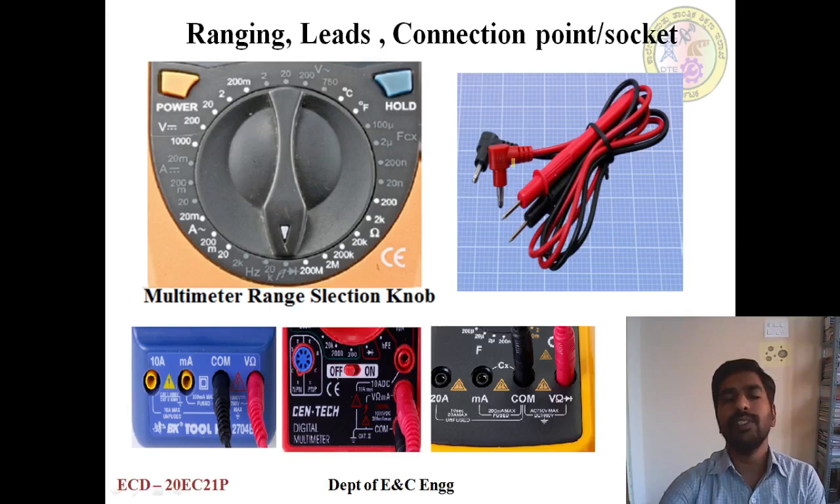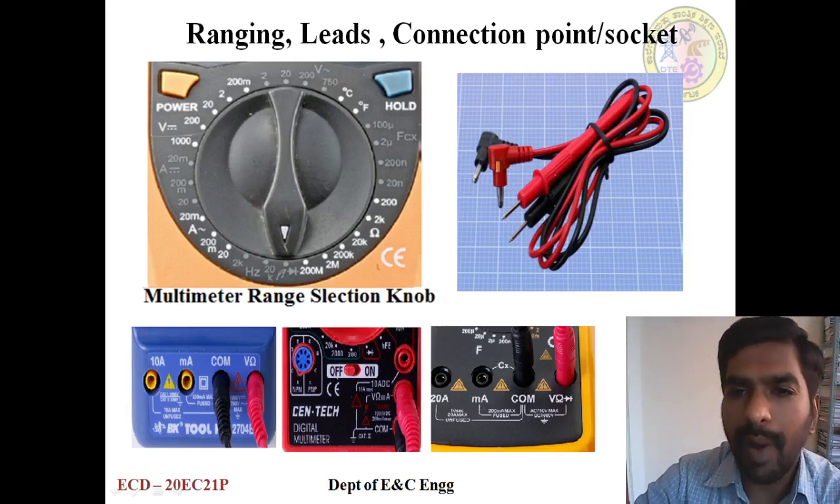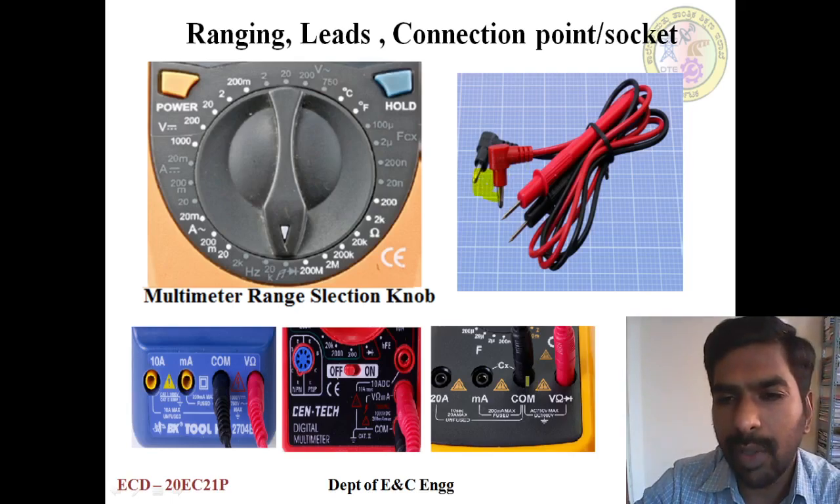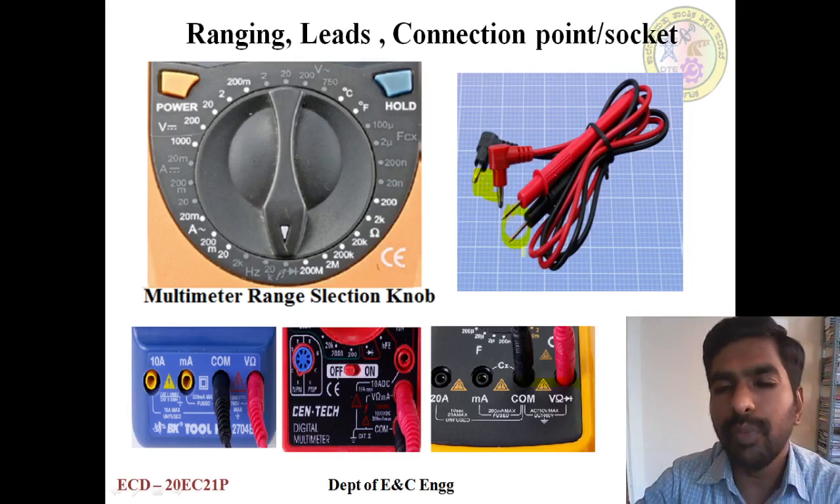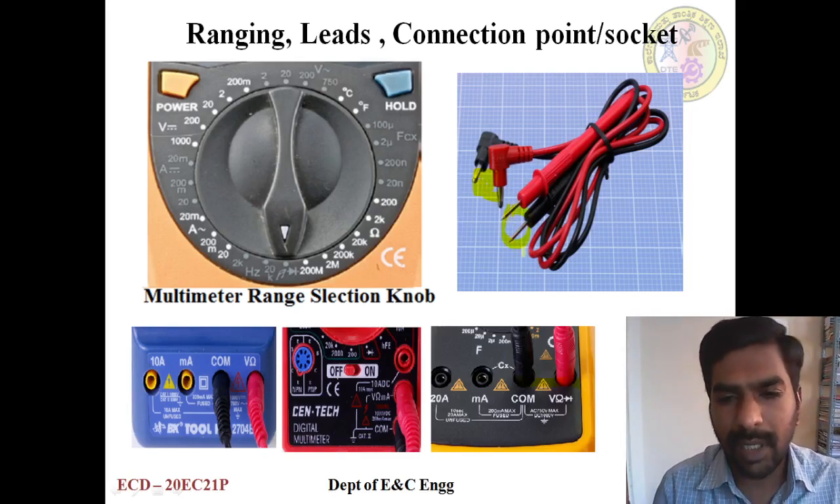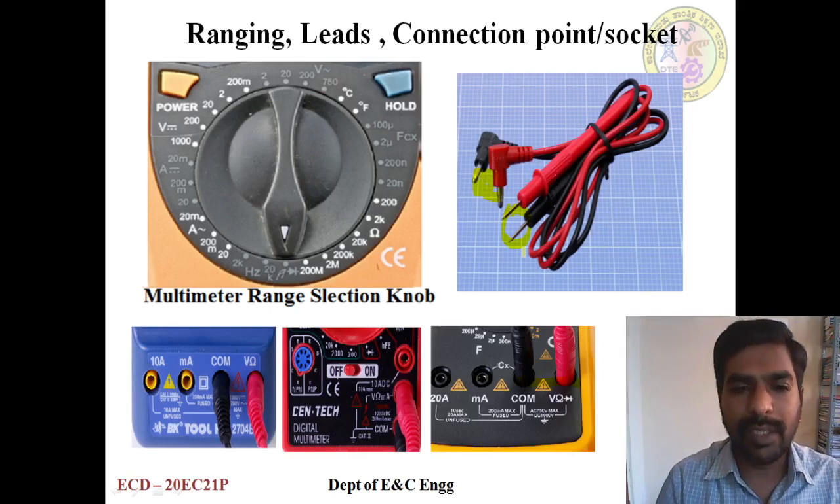This is about the 2 leads inbuilt in the box. While purchasing the multimeter, they provide these 2 lead probes. This probe has 2 points. One end can be used to connect to the multimeter point, and these 2 leads can be used to measure the value across the circuit. So like this we can connect here.